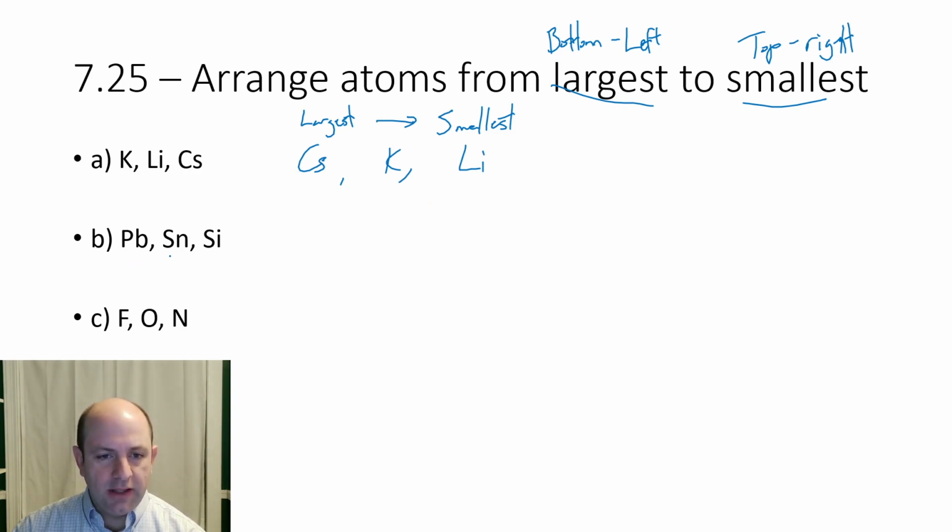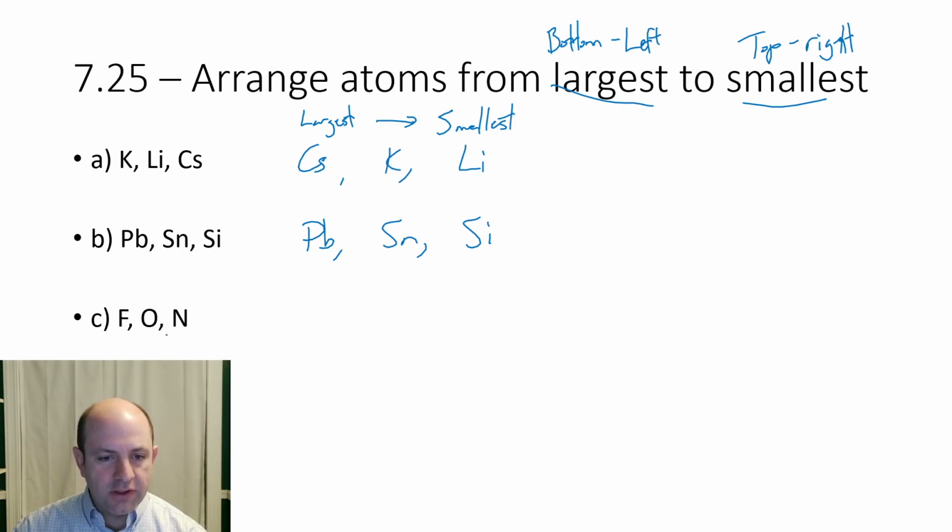Next up, we have lead, tin, and silicon. Again, these are in the same column. They're all in group 4A. So again, whichever one's closest to the bottom will be largest. That's lead. The next one up will be in the middle. Well, that's tin. And then the one closest to the top will be the smallest. That's silicon. So this one was already in the right order, but hey, what are you going to do?